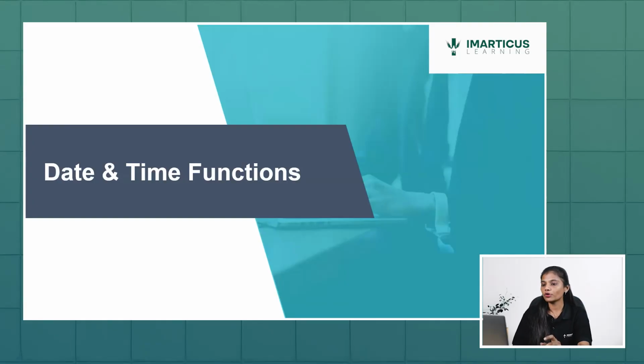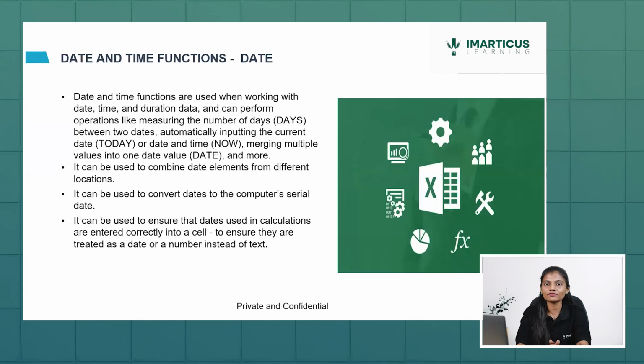In this module, we are going to understand what the date related operations are, how date and time functions execute, and how we implement them. Date and time functions are used when working with date, time and duration data, which helps us perform operations such as measuring the number of days between two dates, or calculating the difference between two days. I can get today's date automatically from the system, I can get the date and time from the system with the function now, and merge multiple dates into one date as a function.